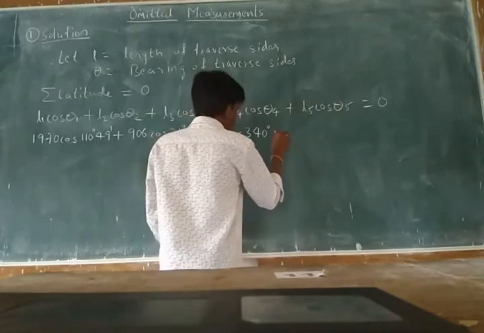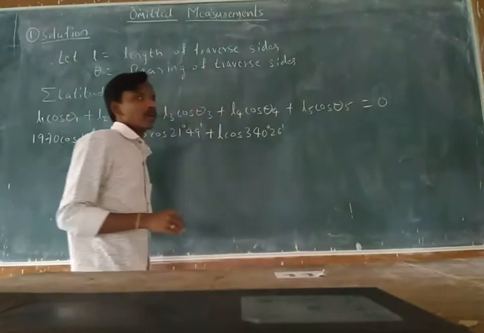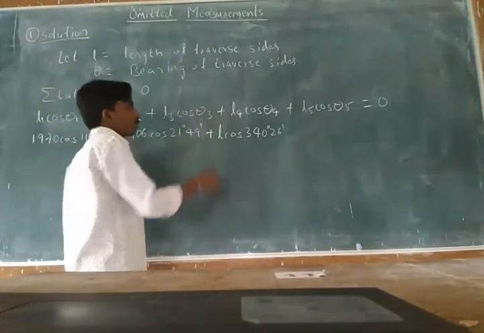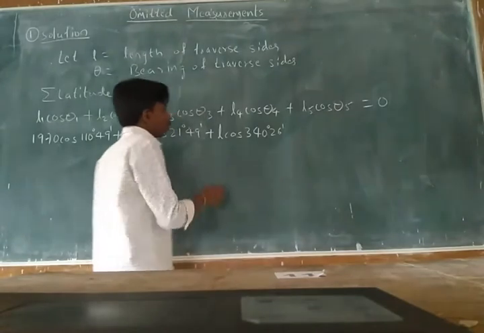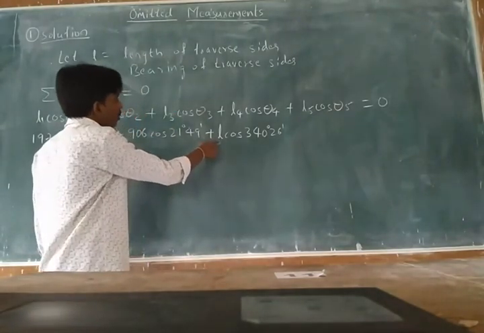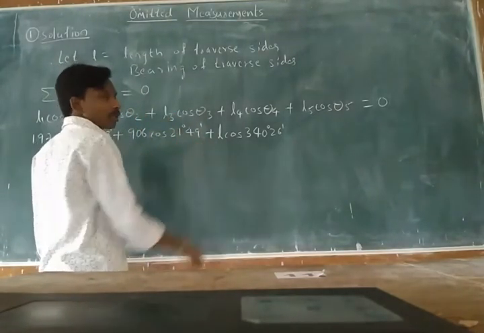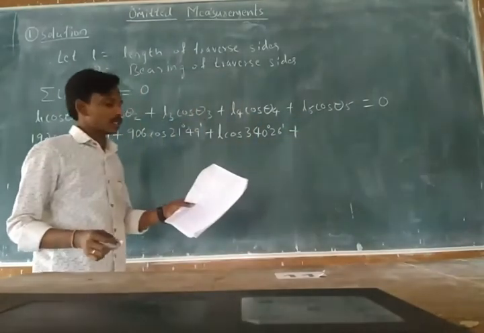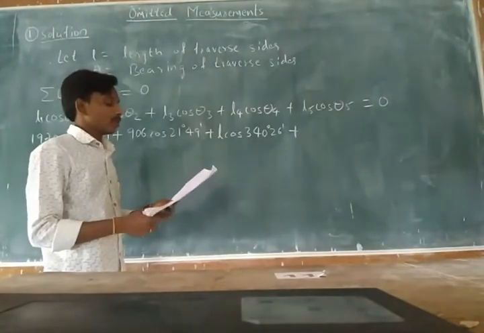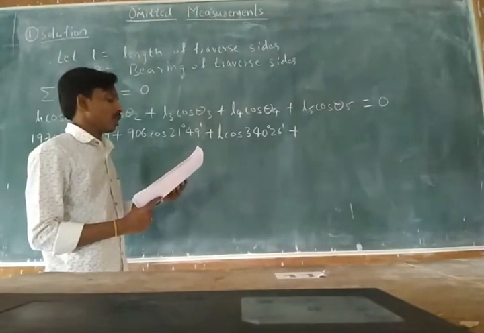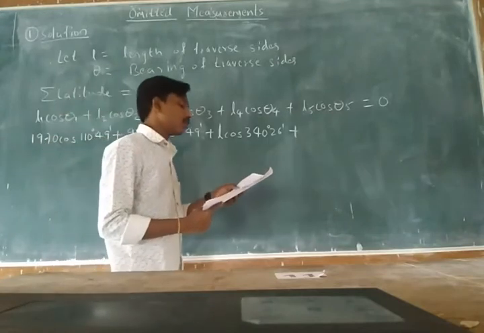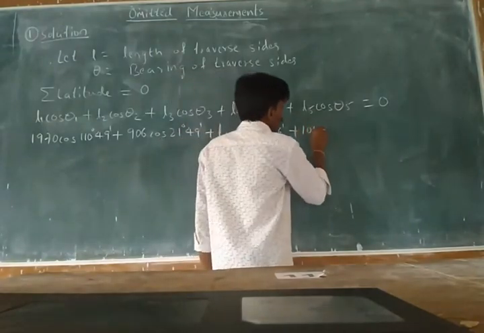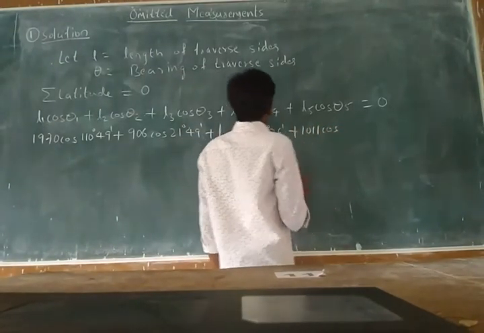340 degrees 26 minutes. In the question they have given the bearing of the line CD, that is the third bearing. So we have to substitute the bearing, but they have not given the length. So instead of L3 we have written L plus. Now look at the table in the question. The length of DE is given, which means the fourth length, that is 1011. So 1011 cos. Now we need theta 4.